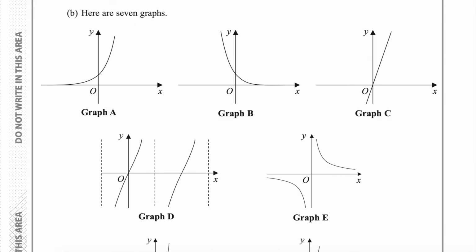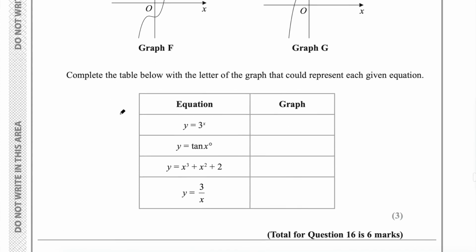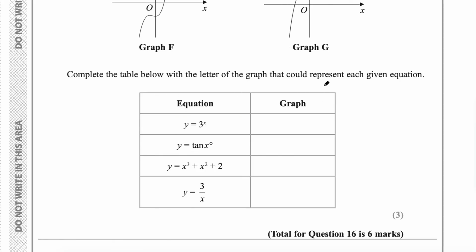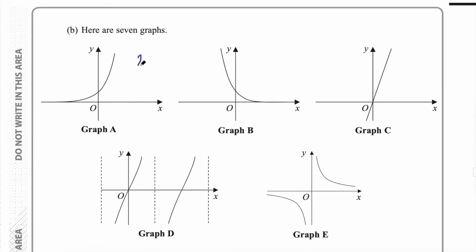Part B says here are 7 graphs. Okay, graph A, graph B, etc. Complete the table below with the letters of the graphs that could represent each given equation. Okay, let's just look at them quickly. So this is like an exponential, some number, say 2 to the power x. This is like the inverse of that, so 1 on 2 to the power x. This is the straight line graph, so ax, some coefficient of x maybe, plus some other coefficient.